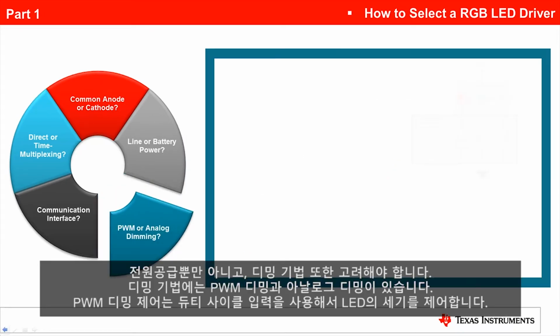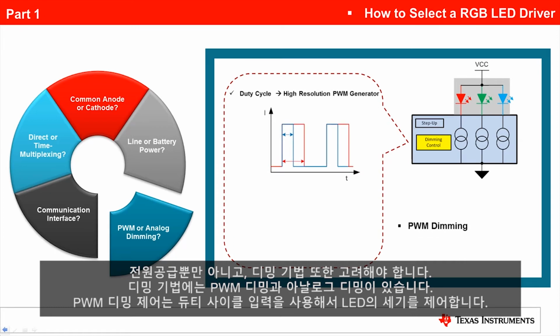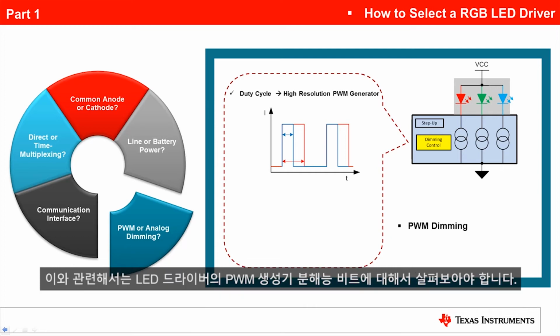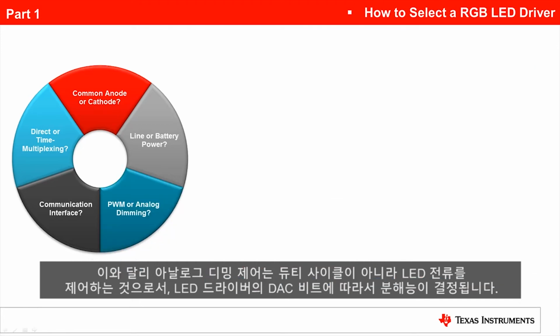Besides the power supply, the dimming method should also be taken into consideration. Usually, there are two types of dimming methods, PWM dimming and analog dimming. For PWM dimming control, the intensity of the LED is controlled by the duty cycle input. How many bits of the PWM do you plan to use? You can take a look at the resolution bits of the PWM generator inside of the LED driver. On the other hand, analog dimming control changes the amplitude of the LED current instead of the duty cycle, and the resolution is determined by the bits of DAC inside the LED driver.